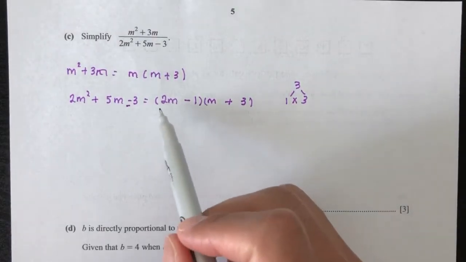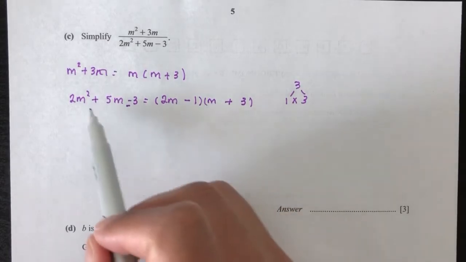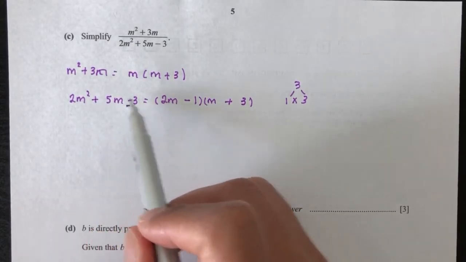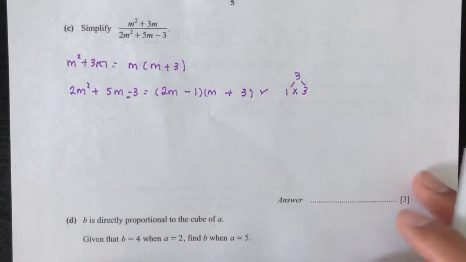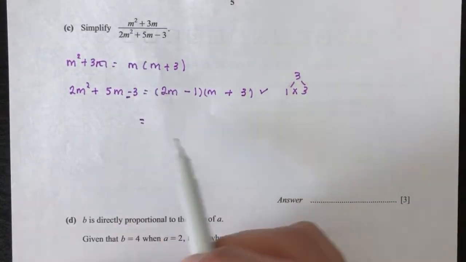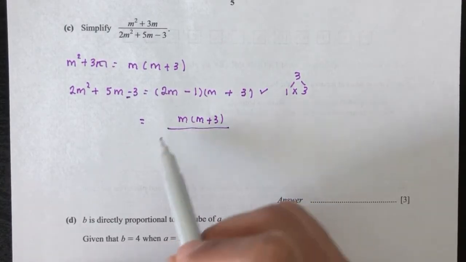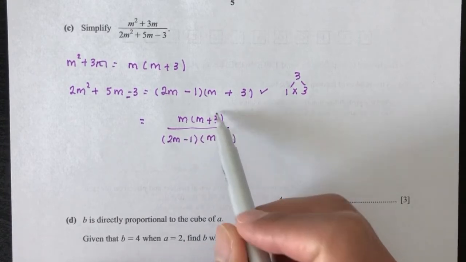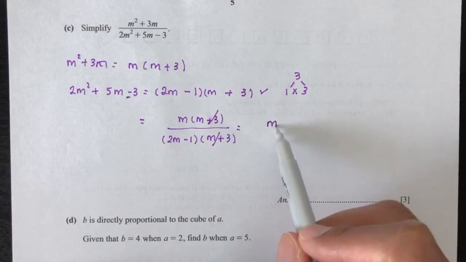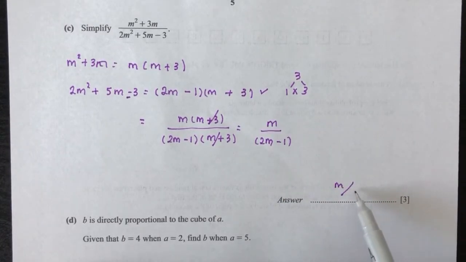So the way to check this is 2m times 3, that will be 6m, minus 1m, that will be plus 5, and the sign here is negative, so minus times plus, it should be negative. So this is good. So now I'll go back and replace in this equation. We have m plus 3 divided by 2m minus 1 times m plus 3. So that's cancelled out. Remaining will be m over m minus 1. This is your answer for part C, 2m minus 1.